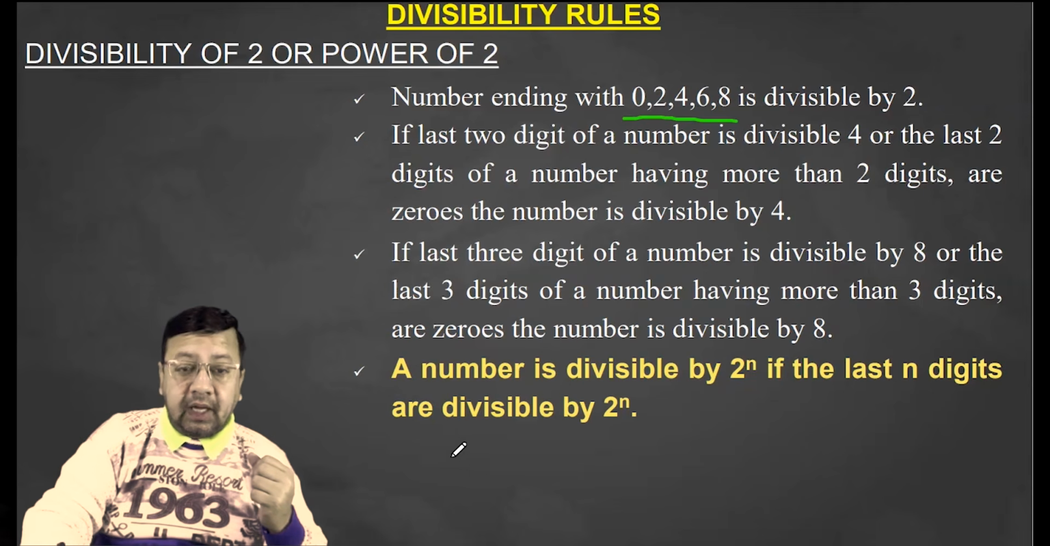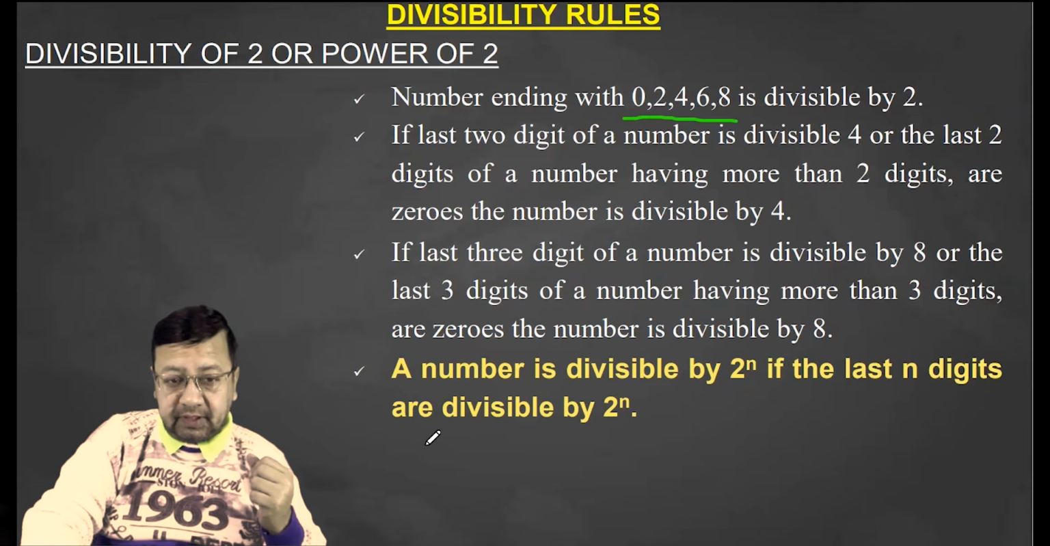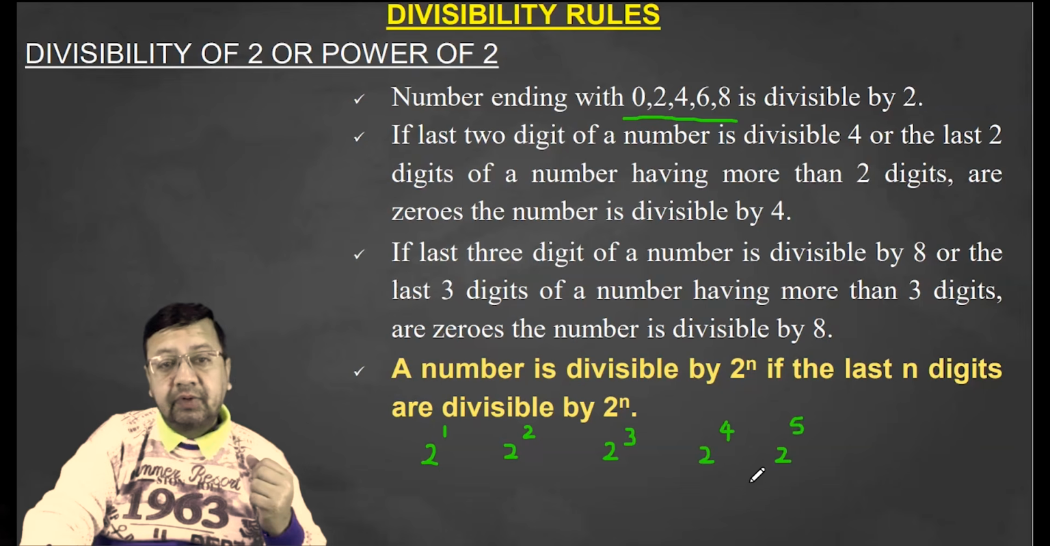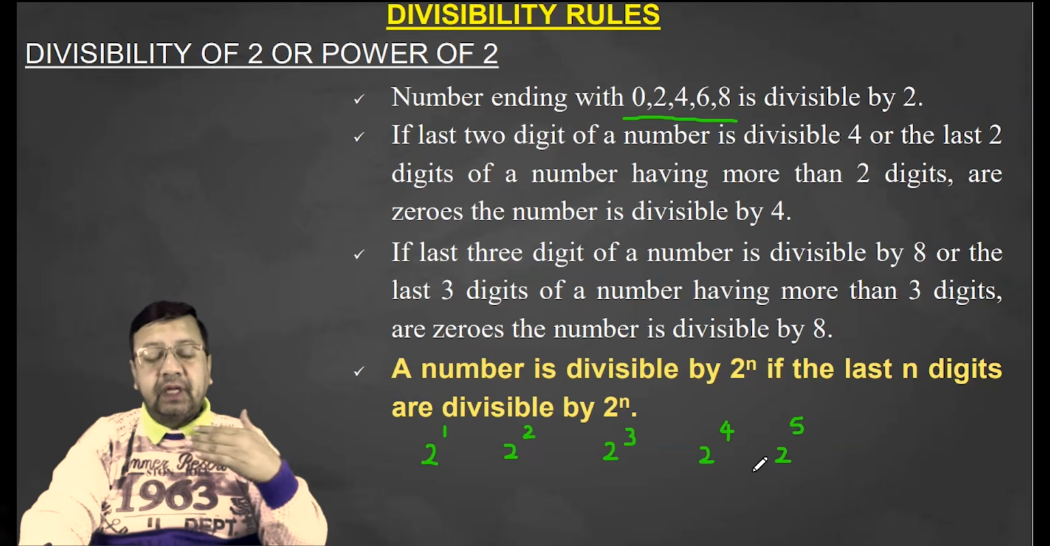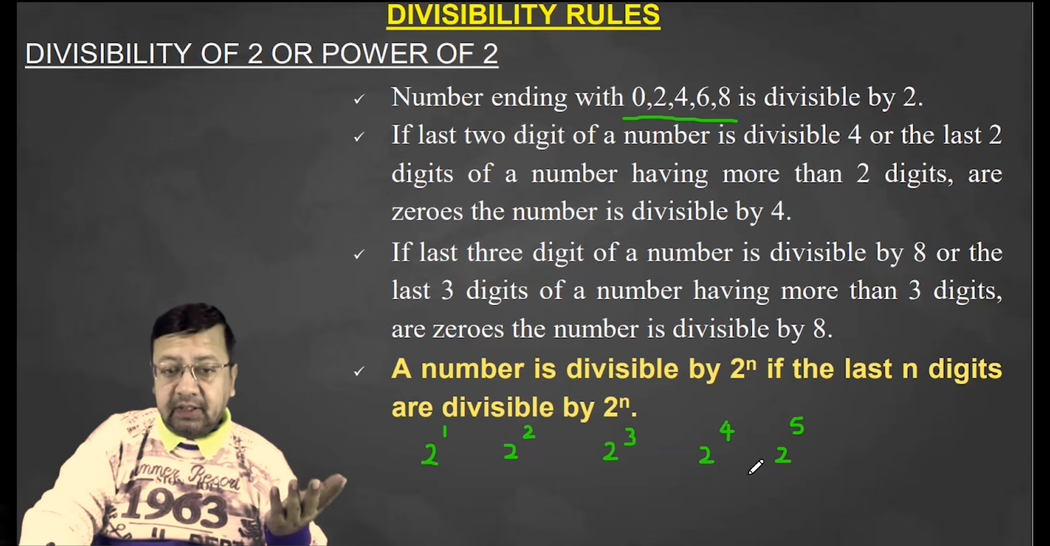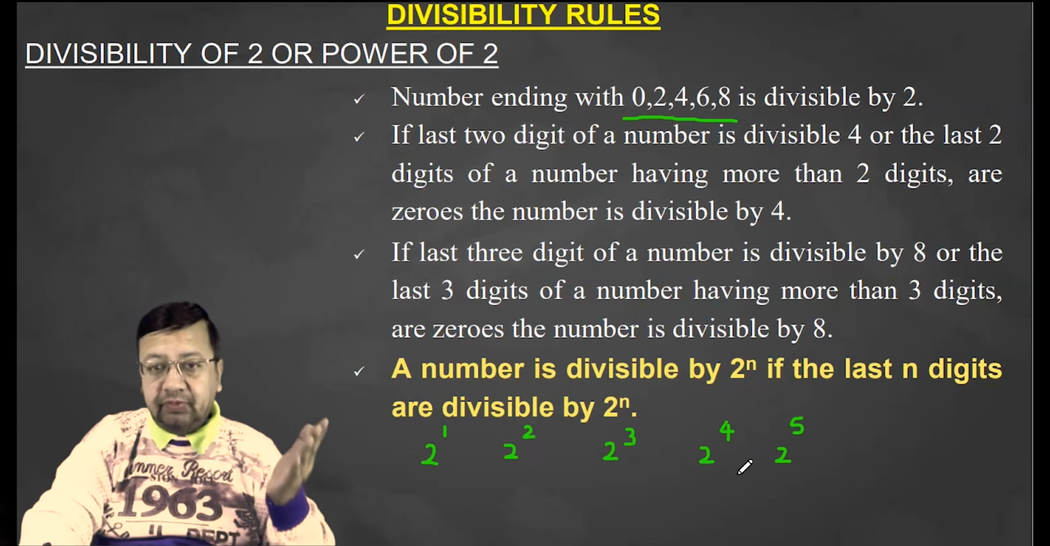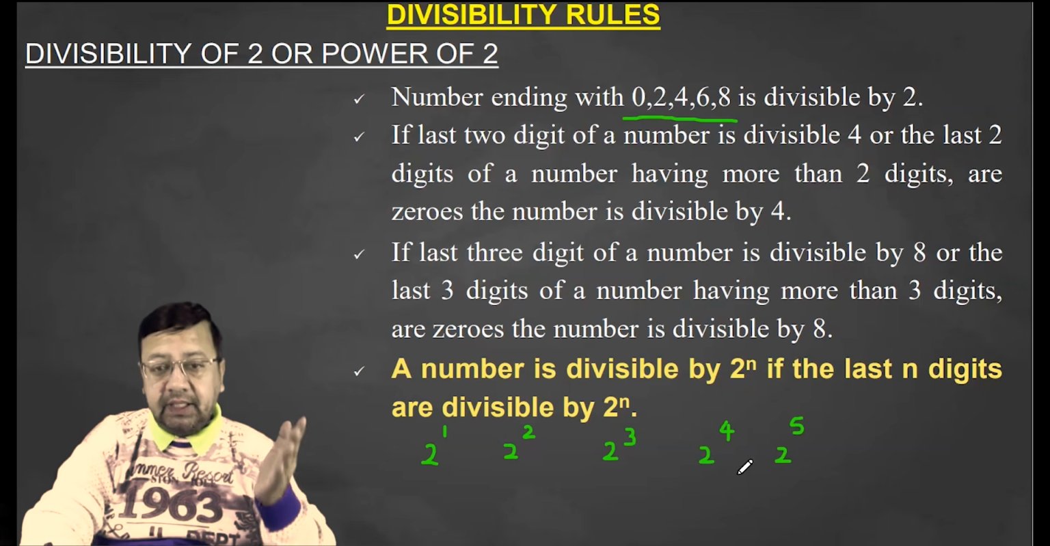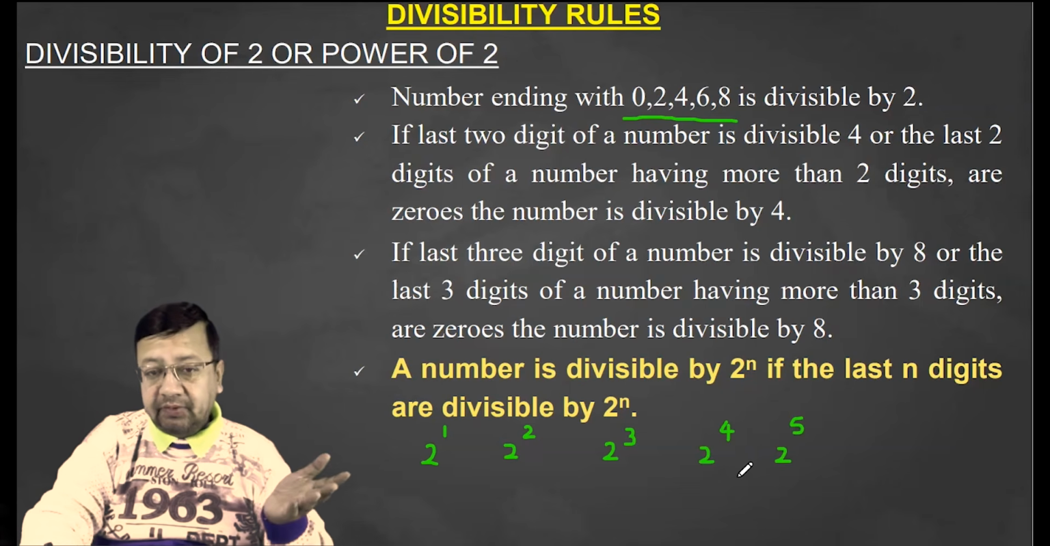So now, for 2, what is 2? 2 raised to the power 1. What is 4? 2 squared, right? What is 8? 2 cubed. What is 16? 2 raised to the power 4. What is 32? 2 raised to the power 5. And so on, right? So we have numbers which are the powers of 2, like I'm taking the example 2, 4, 8, 16, 32, 64, and so on, right?